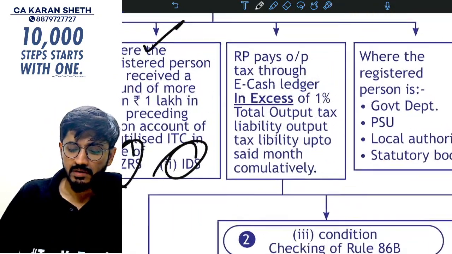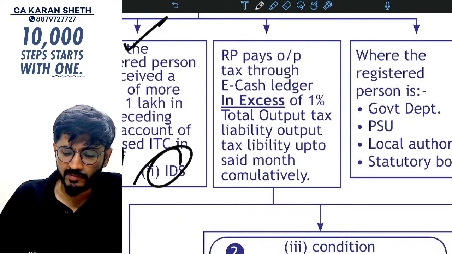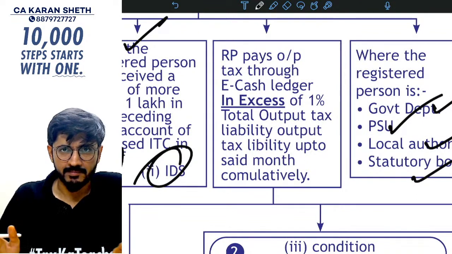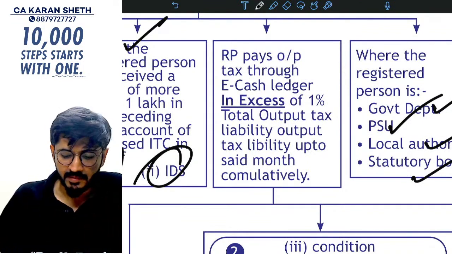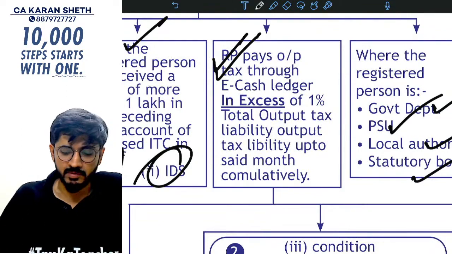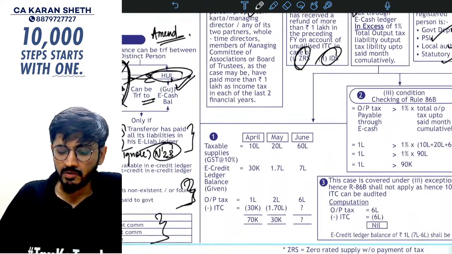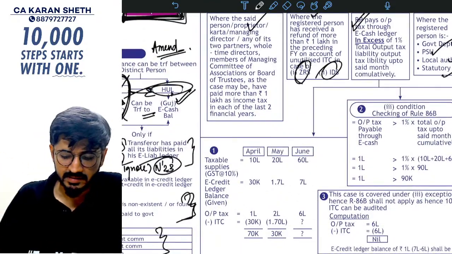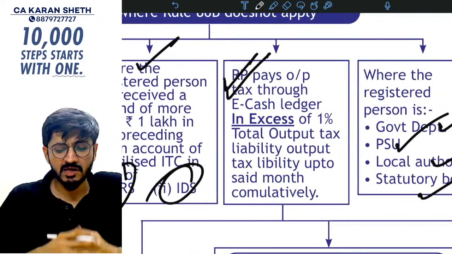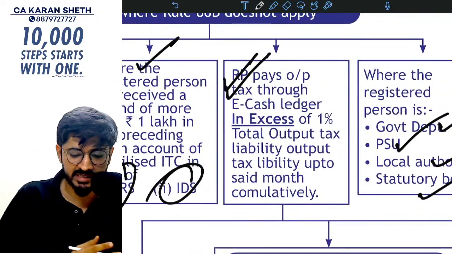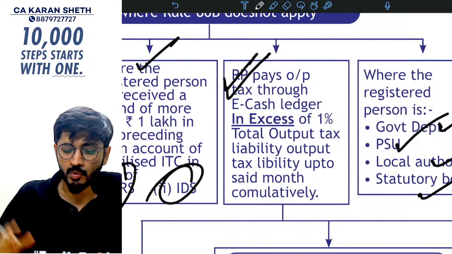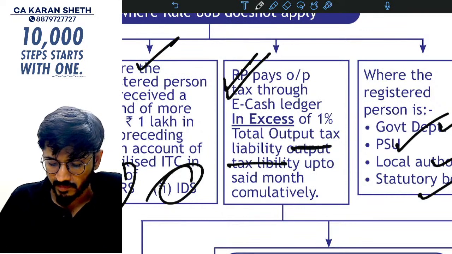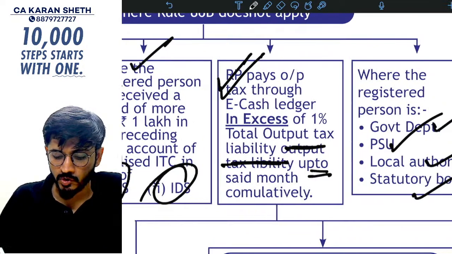Okay? Acha, fourth wala, where the registered person is a government department, PSU, local authority, statutory body, again 86B will not apply. And the last and the final part, which is the most interesting one, because that is where the entire confusion generally lies. Okay, it says that the registered person, if he pays output tax through e-cash ledger in excess of 1% of the total output tax liability, okay, up to the said month cumulatively.